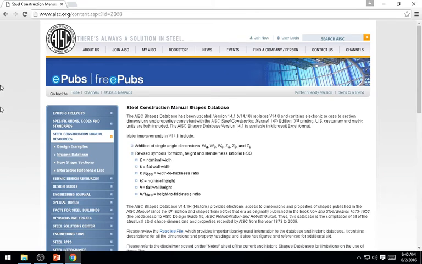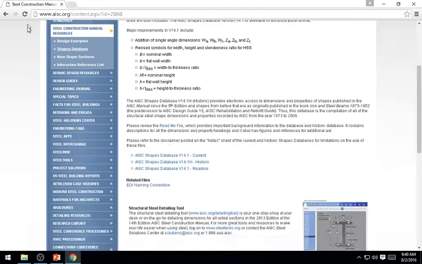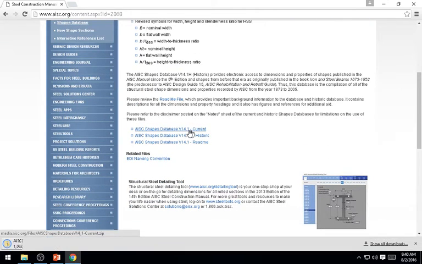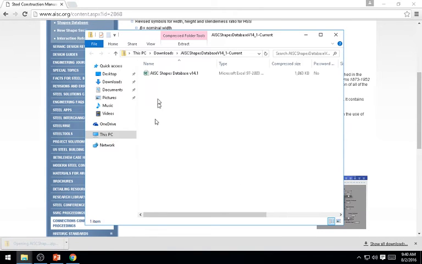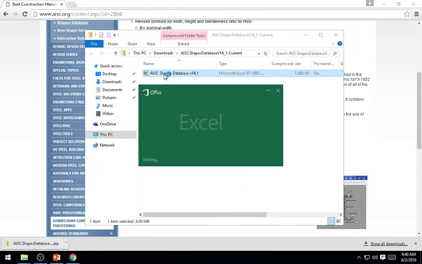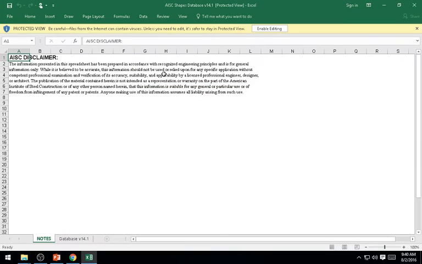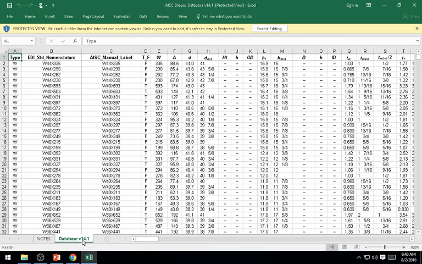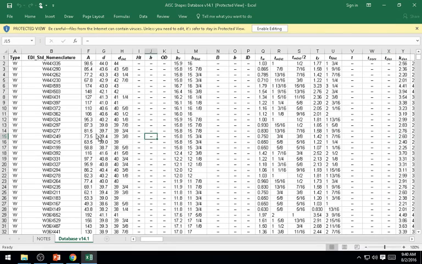Well, that's a full database. You don't necessarily need the full database. Okay, so let's open this up, and I actually have this as an Excel file. That's fine. You can get this directly from AISC. For those who are not aware, the AISC is the American Institute of Steel Construction. They're the ones who put out the AISC manual, which is sort of the Bible of steel construction.